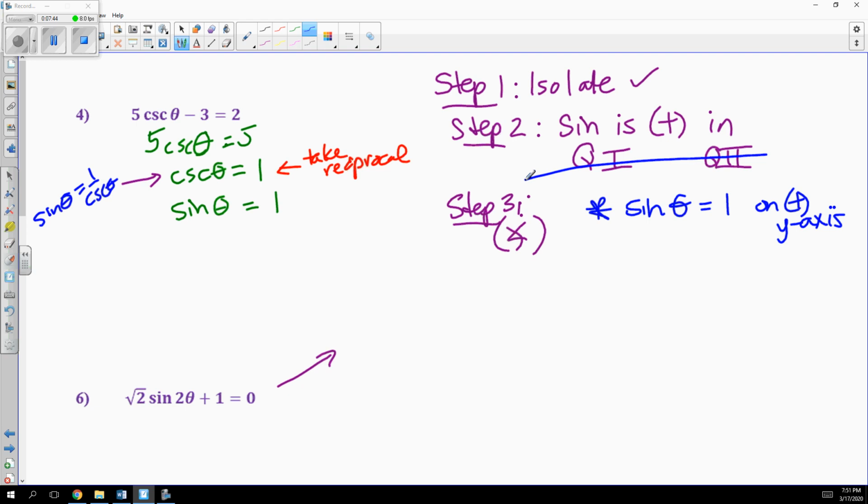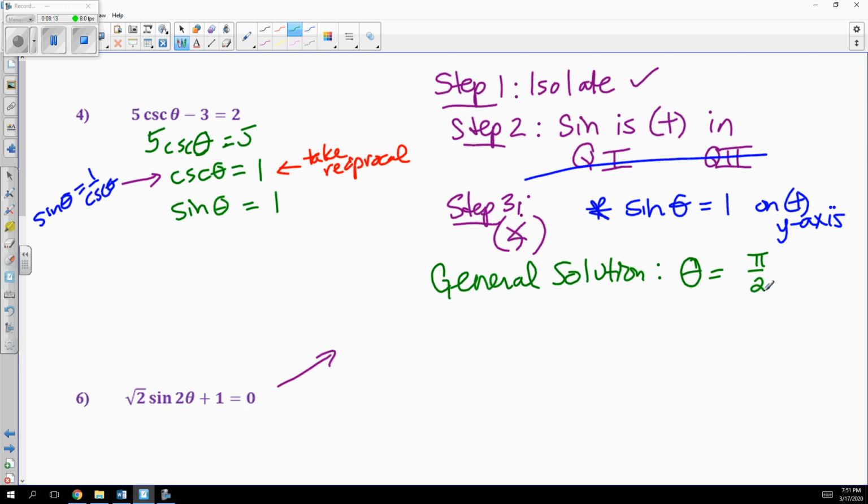So your general solution, in a sense, is going to be like this. What's the angle that lies on the positive y-axis that has a y-coordinate, or sine value, of 1? The general solution is going to be theta equals, look at your unit circle and find where the y-coordinate is 1 on the positive y-axis. That's pi over 2.